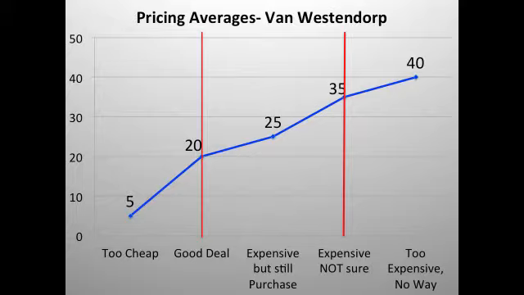So the acceptable price range here is between $20, which is a good deal, and $35, which is expensive, not sure. So that sweet spot in the middle at $25, that's where we want to be. That's where we're going to get sales. That's where people are going to purchase at the highest price without deterring them from wanting to make the purchase. So $25 is our sweet spot.